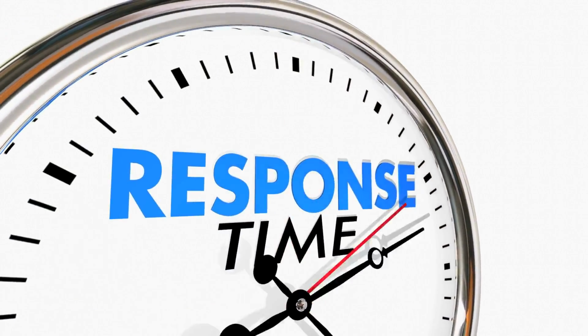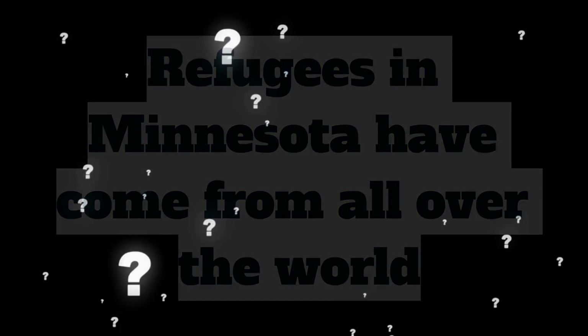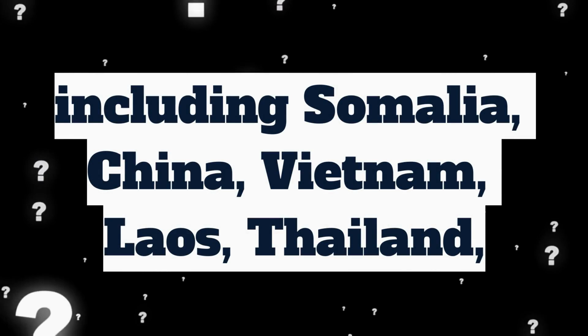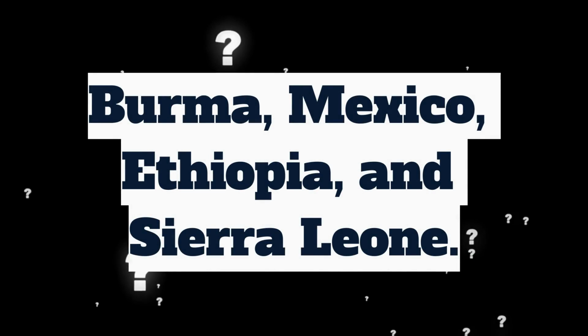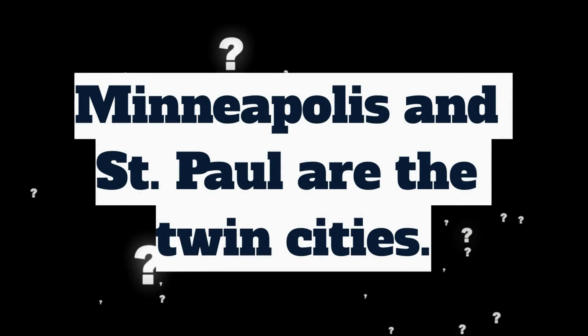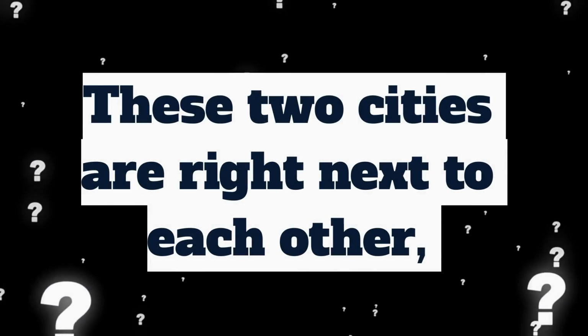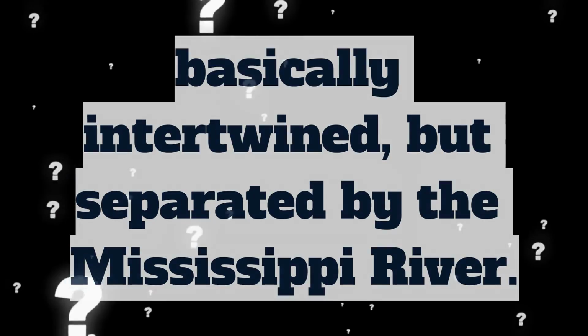Did you hear the answers to the 2 comprehension questions? What are 2 countries of origin for refugees in Minnesota? Refugees in Minnesota have come from all over the world, including Somalia, China, Vietnam, Laos, Thailand, Burma, Mexico, Ethiopia, and Sierra Leone. What are the Twin Cities? Minneapolis and St. Paul are the Twin Cities. These 2 cities are right next to each other, basically intertwined, but separated by the Mississippi River.